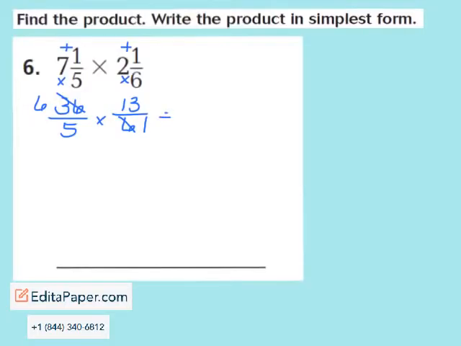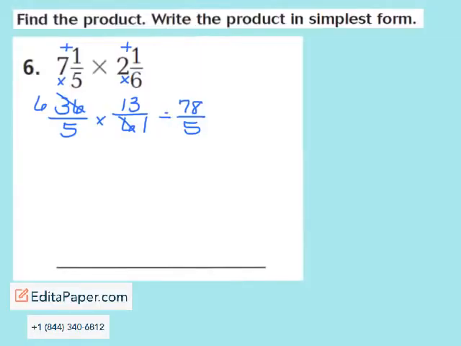And what I know is when I multiply 6 times 13, that's going to take me to 78. So my numerator is going to be 78. And now I'm going to multiply my denominators together. So 5 times 1 is going to give me 5. So I now have the improper fraction 78/5.